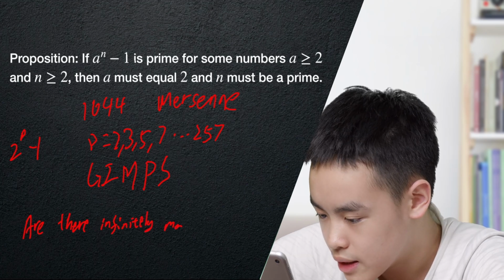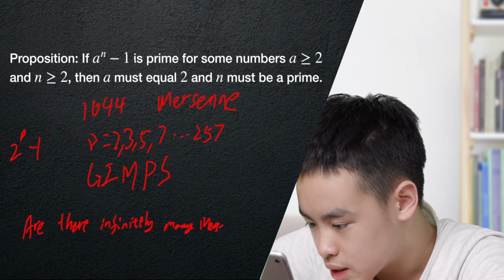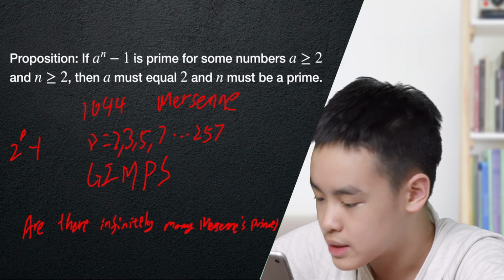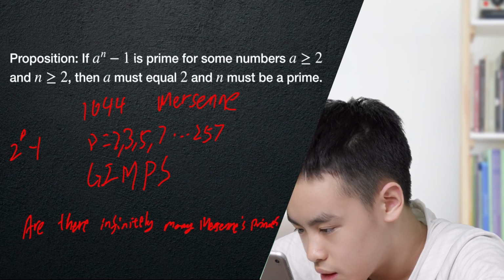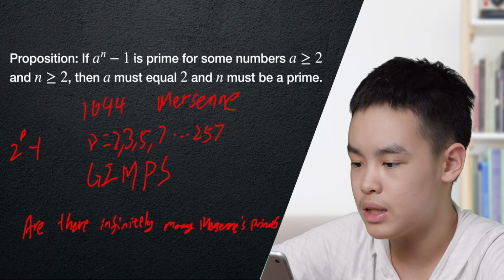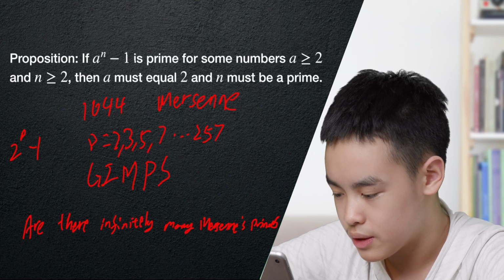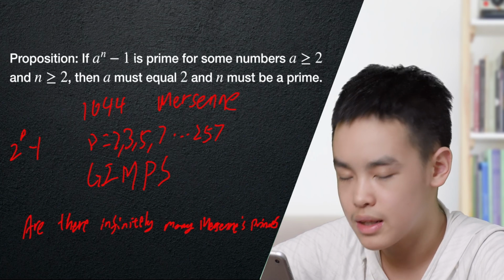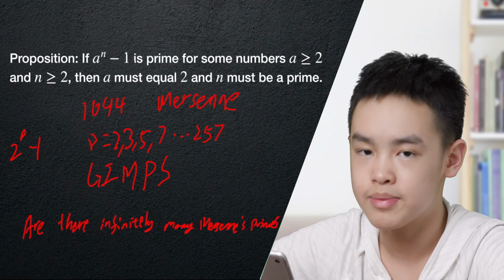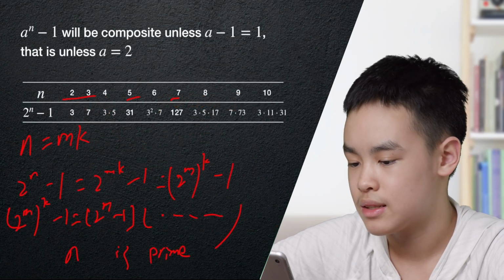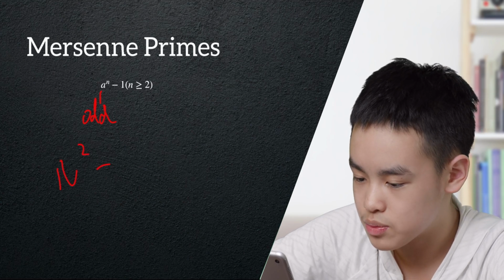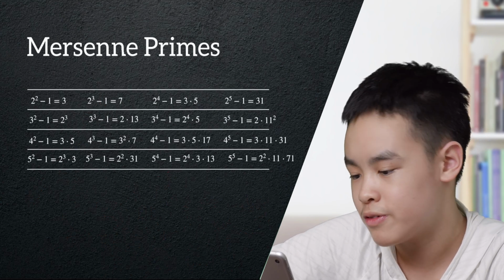Are there infinitely many Mersenne's primes? And I had just run out of space. So the question is, are there infinitely many Mersenne's primes? And just as with n squared minus 1, we can't prove it.